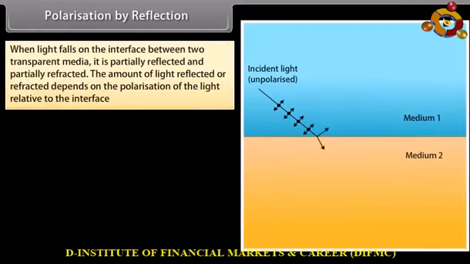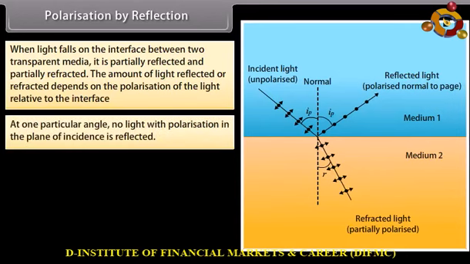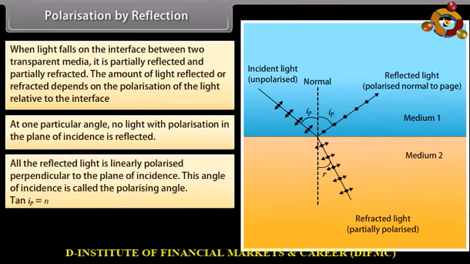Polarization by reflection. When light falls on the interface between two transparent media, it is partially reflected and partially refracted. The amount of light reflected or refracted depends on the polarization of the light relative to the interface. Consider unpolarized light striking the interface between medium 1 and medium 2. At one particular angle, no light with polarization in the plane of incidence is reflected. All the reflected light is linearly polarized perpendicular to the plane of incidence.